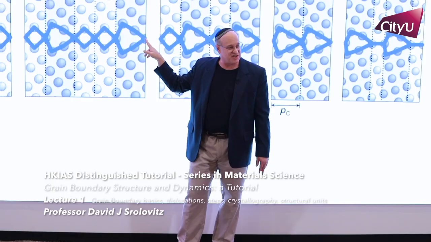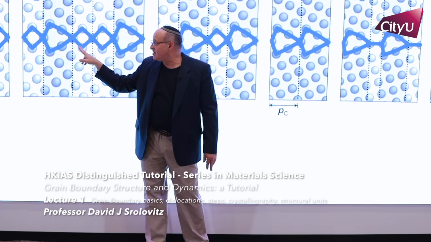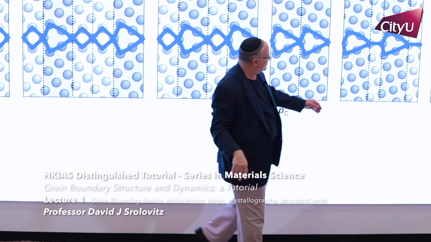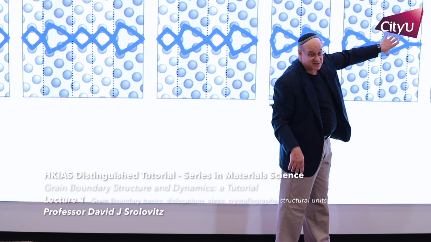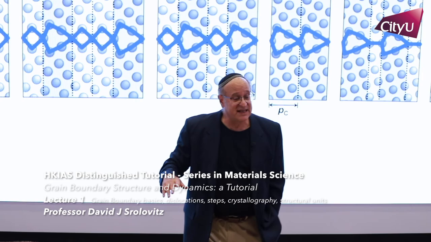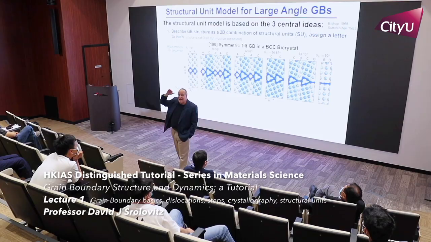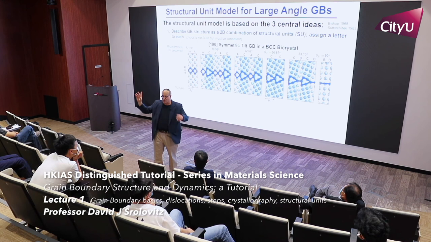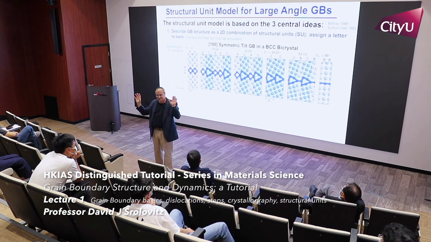These units here are perfect crystal units, like in the low angle boundary. These are perfect crystal units, and that's like the dislocation. Okay? So the idea is that any grain boundary can be described in a certain orientation range as just a combination of two kinds of units, okay?